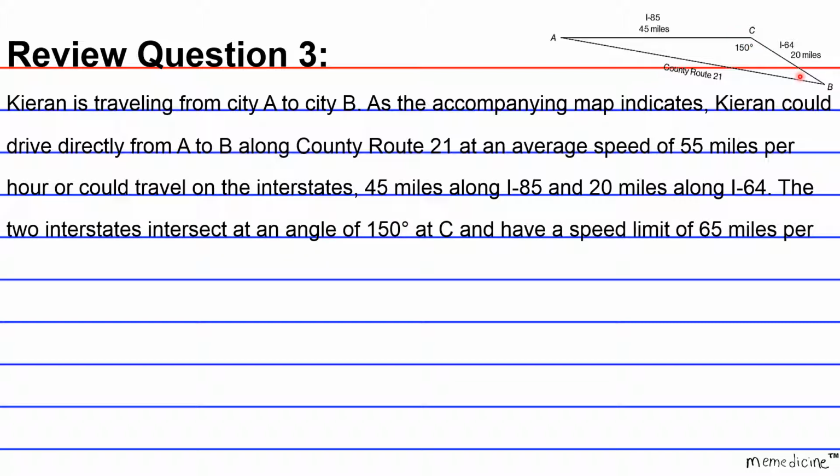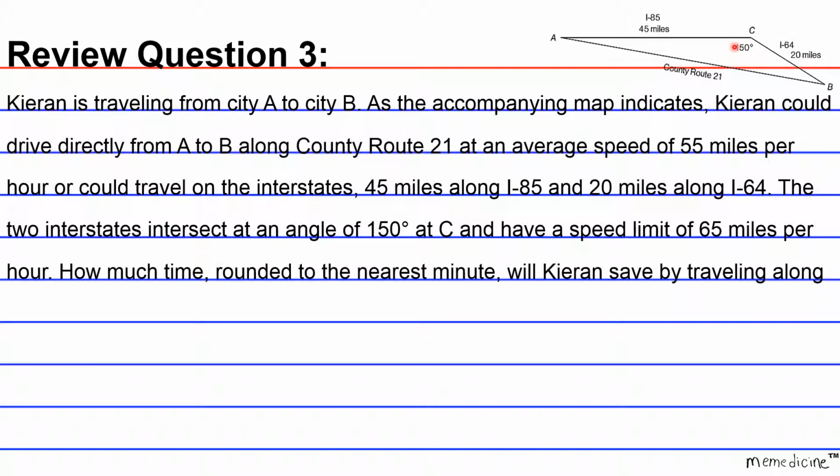The two interstates intersect at an angle of 150 degrees at C and have a speed limit of 65 miles per hour. How much time, rounded to the nearest minute, will Karen save by traveling along the interstates at an average speed of 65 miles per hour?